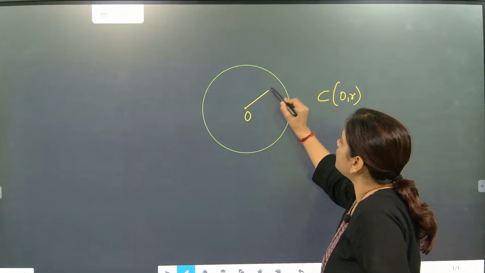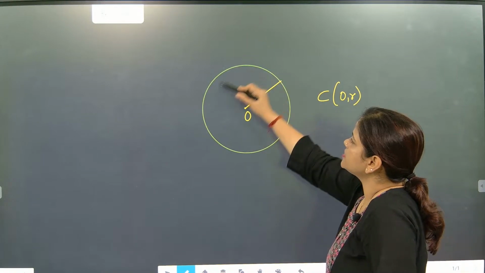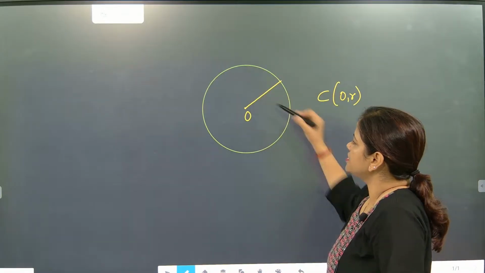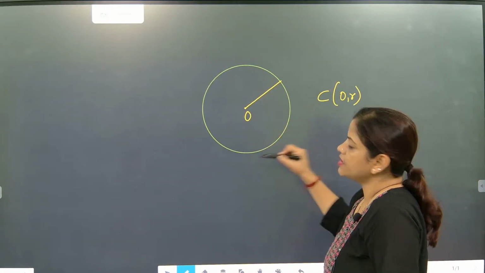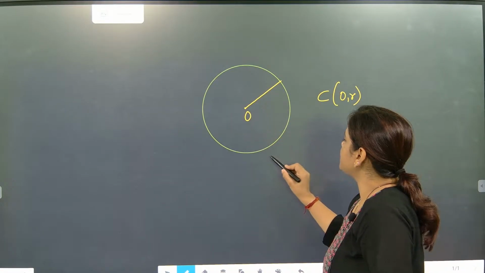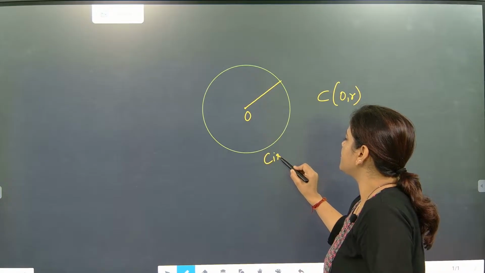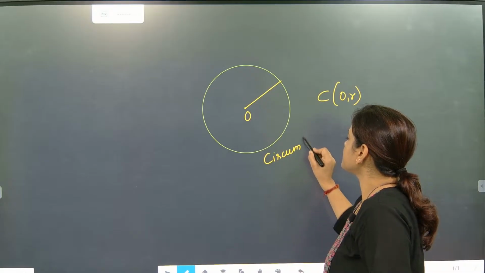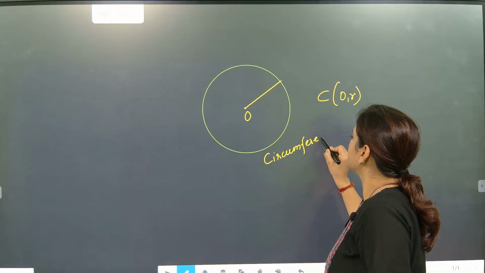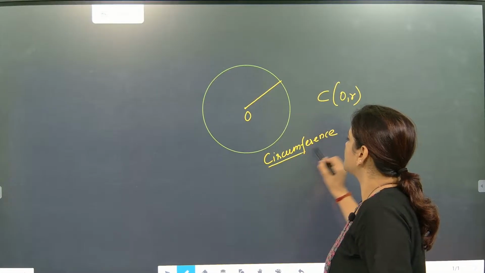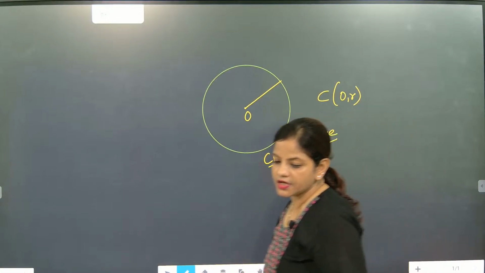Then it will always be equidistant from the circumference. So this region is the center. This boundary is not called perimeter. This boundary is called circumference.